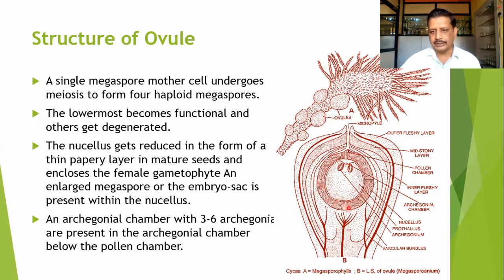So here you can observe the nucellus structure, and the archegonial chamber with 3 to 6 archegonia present. The archegonial chamber is below the pollen chamber. So here is the archegonial chamber, and this is the pollen chamber that can be observed in the ovule.